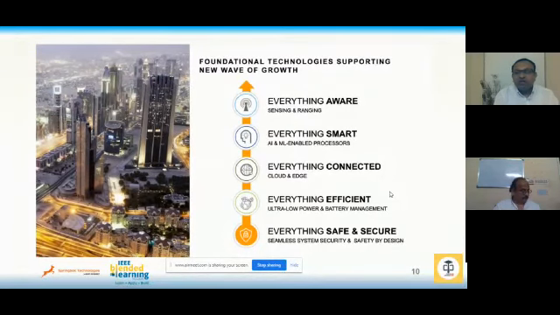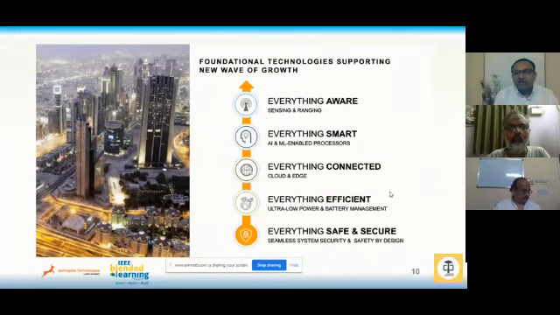And finally, with so many things connected, there is always a question of safety and security, and the hackers who could wreak havoc if they are able to break into the connections across each of these applications. So seamless system security and safety by design is something that we all need, and that is the need of the day. So these are the foundational technologies that are really going to propel the next wave of growth.